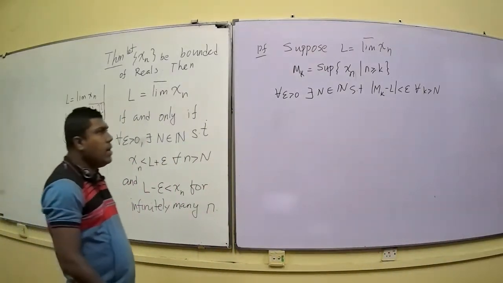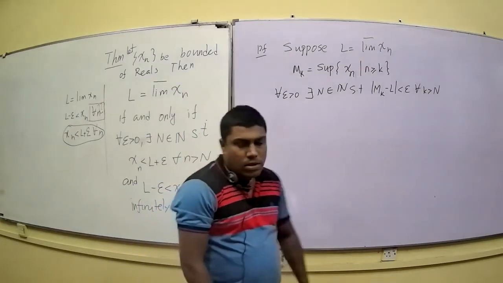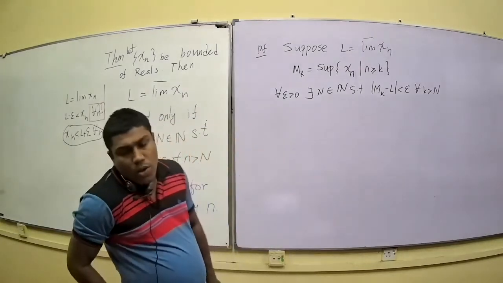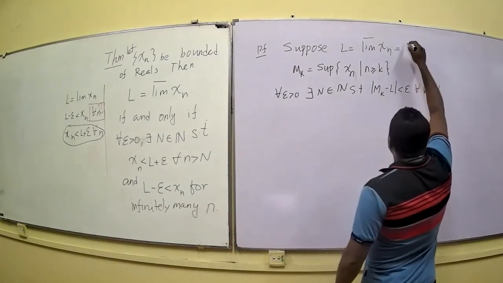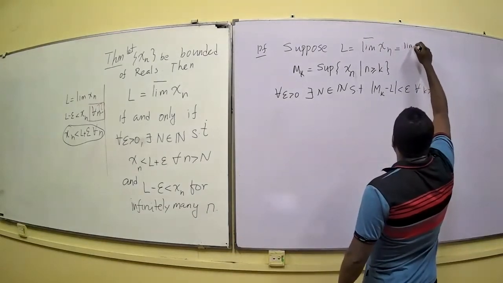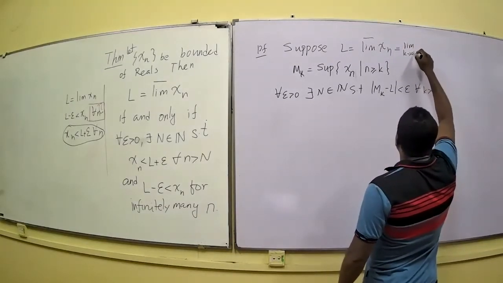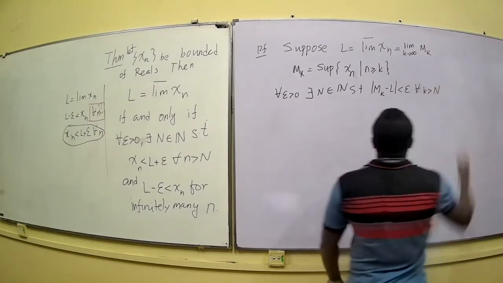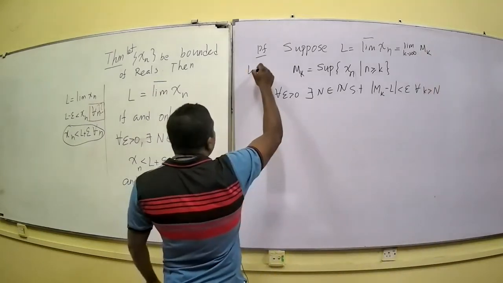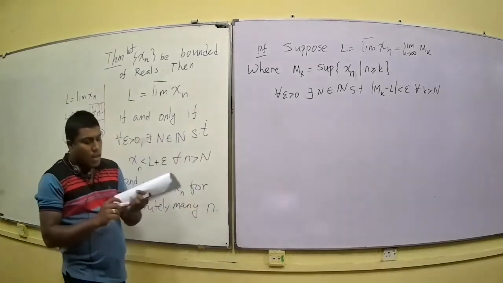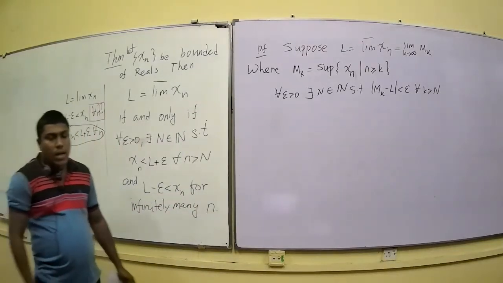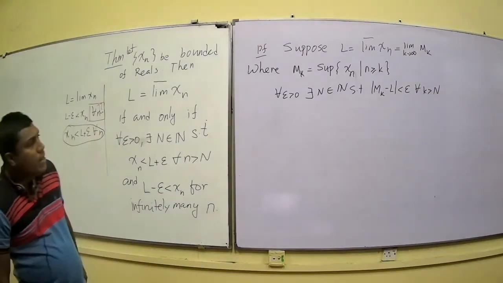Not for small n, but for small k. So the limit as k goes to infinity of Mk, this is the meaning of this, right? Where Mk is the set like this. So you write down the definition for that limit.